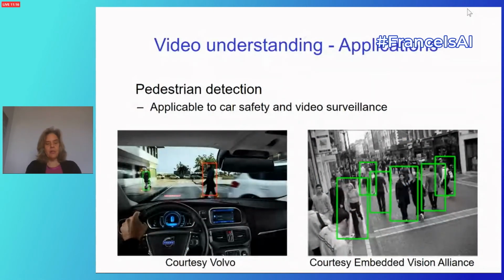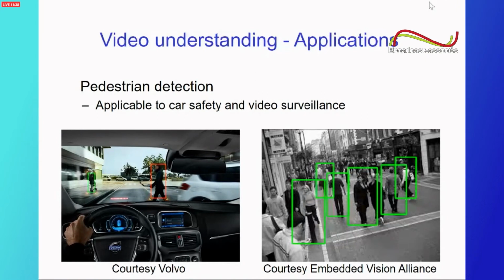For example, in the context of self-driving cars, we want to know where the pedestrians are and what they are doing. Here, for example, on the left, you can see that the pedestrian is crossing the road and you would want to recognize this and the car has to stop. The example on the right shows video surveillance. Again, we want to detect the pedestrians and predict if they're doing any suspicious behavior.